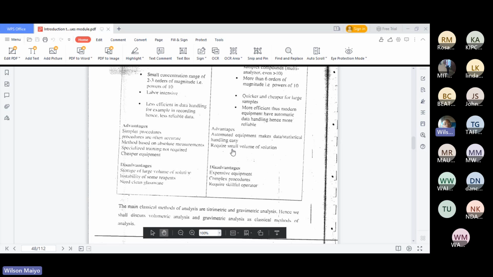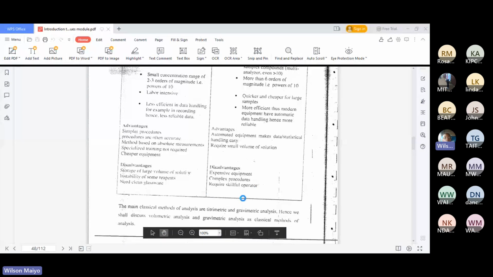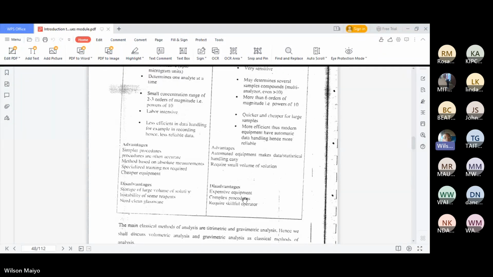Now, on the other hand, the disadvantages of instrumental. One of them is that they are basically expensive equipment. Even the instruments are a bit expensive. Then there are complex procedures that are being applied. Not everyone can run the majority of these big instruments. And because of that, they require some training. They require some skillful operator. So they require specialized training for you to operate those machines.